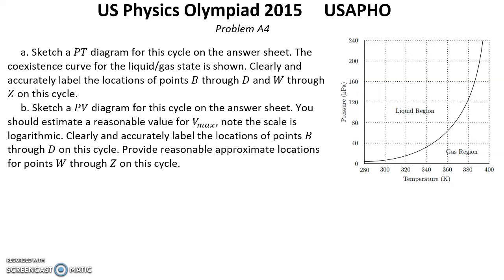Question B. Sketch a PV diagram for this cycle on the answer sheet. You should estimate a reasonable value for V maximum. Note the scale is logarithmic. Clearly and accurately label the locations of points B through D on this cycle. Provide reasonable approximate locations for points W through Z on this cycle.